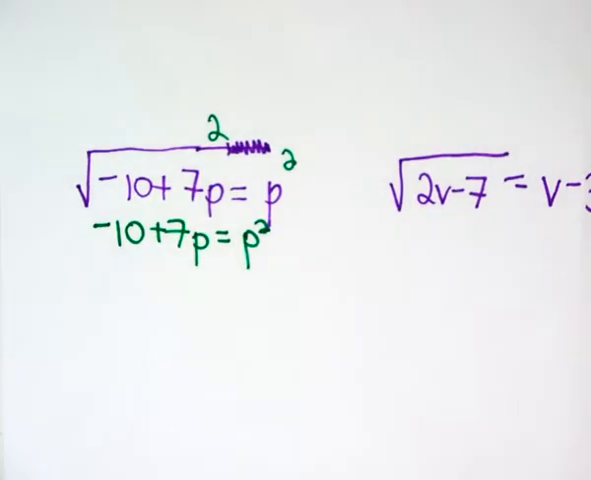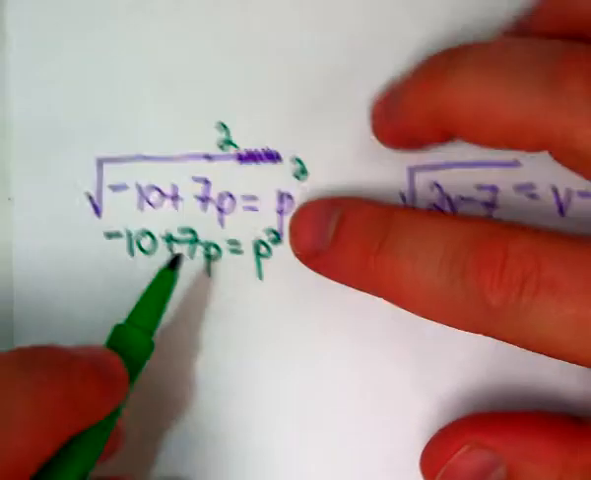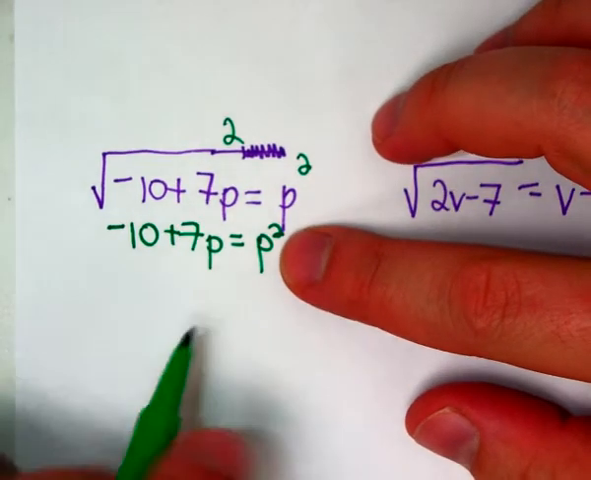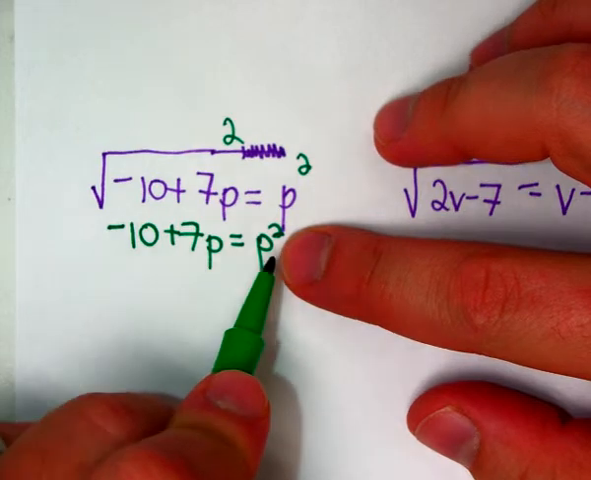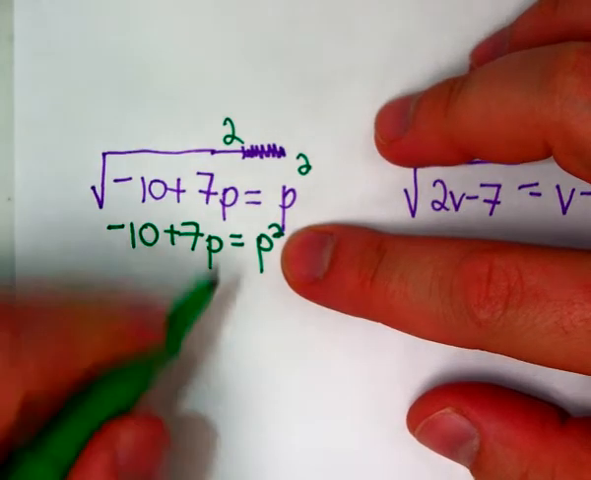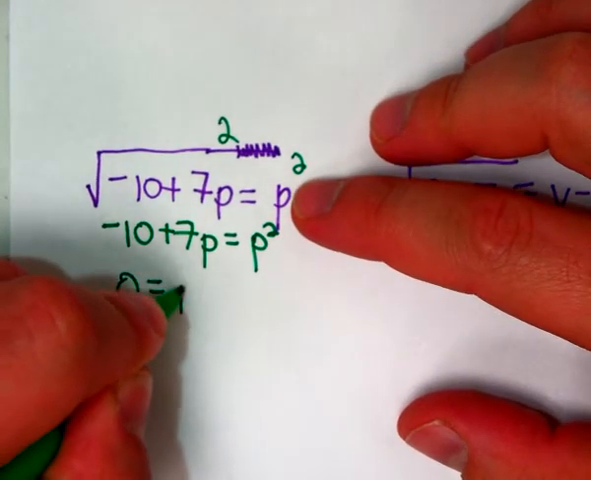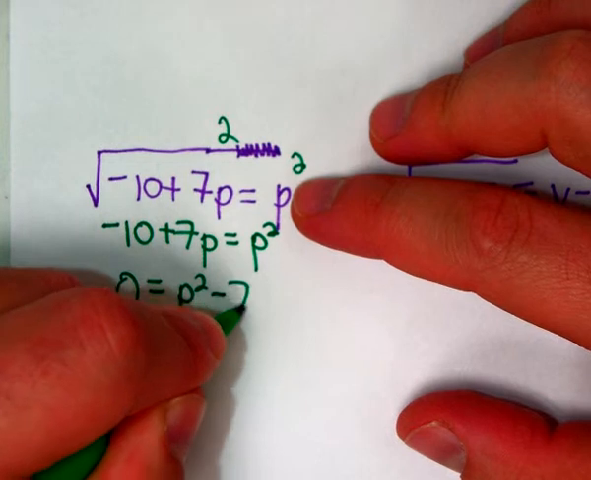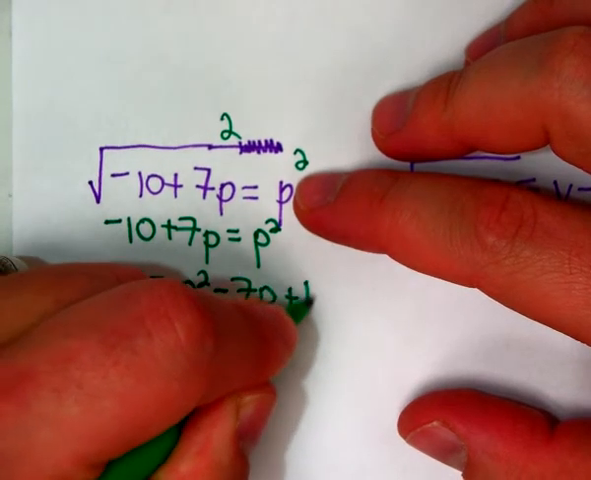Now this one's a little different because you'll see that it relates to our unit where we have a quadratic here and we have to try to solve it. So if we move everything over to keep p squared positive, we're going to take these two and move them to the right, which means we'll add 10 and subtract 7p. So 0 equals p squared minus 7p plus 10.